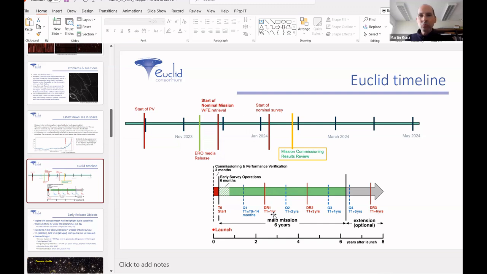DR1 is going to be about 3 years after launch, but a bit more than 2 years after survey operations start. Then DR2 will be in 4 years, and that will be 7,500 square degrees. And then DR3 is the full 6 years of survey, so that is going to be the 14,000 square degrees. But that one is still going to take a while.